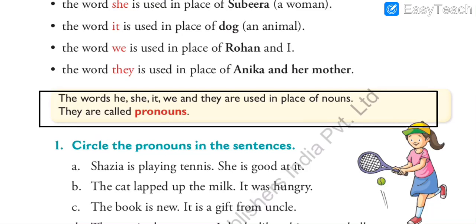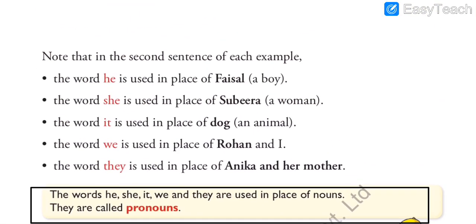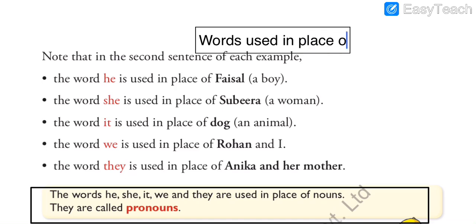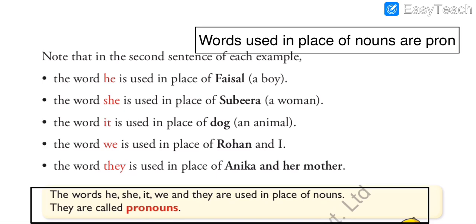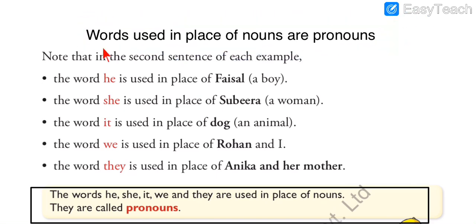So they are called pronouns. In simple language, my dear students, let me write down the definition in simple words: the words used in place of nouns are pronouns. Great stuff. Okay, if you can see, I have written: words used in place of nouns are pronouns, correct?